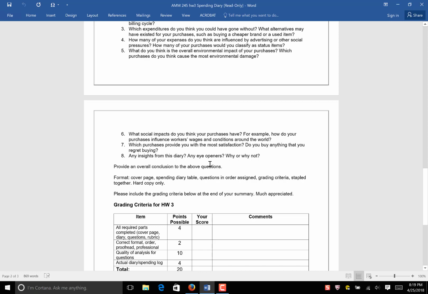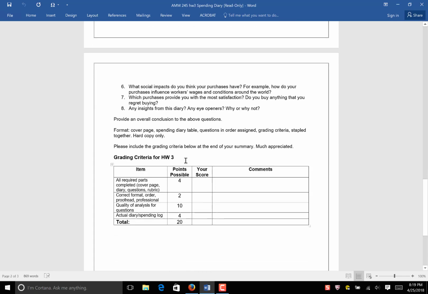Okay. So again, format: cover page, spending diary table. It could be in Excel or in a table in Word. Questions in the order assigned. Please number them and please answer them in order. Grading criteria stapled together, hard copy only. And this is a grading criteria because it's as simple as it's going to get. So it'll have points possible, your score, and comments, and I can write comments below that.